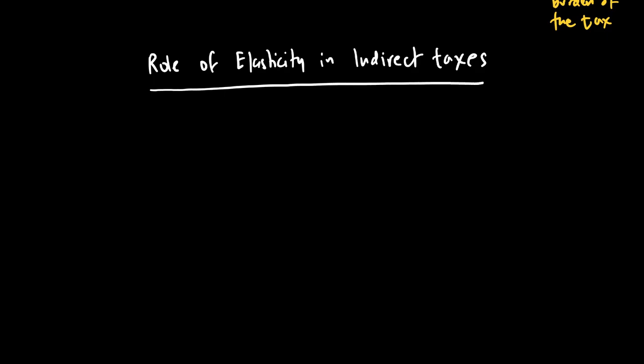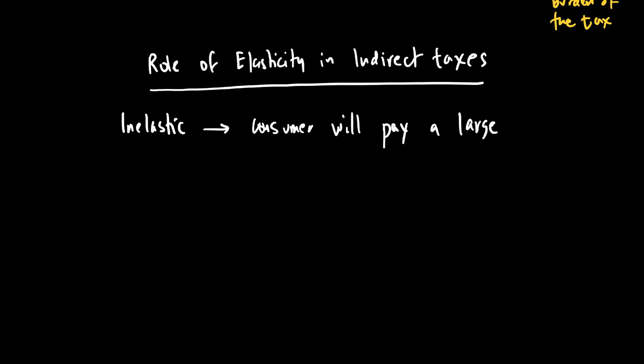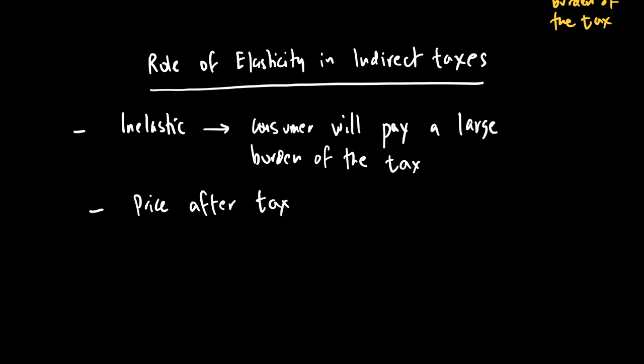So what is the role of elasticity when it comes to indirect taxes? Well, we say that if the good is more inelastic, the consumer will pay a large burden of the tax. And the reason why this happens, I'm going to show this in a diagram as well, is because the price after tax, when the good is more inelastic, will be much more after tax.